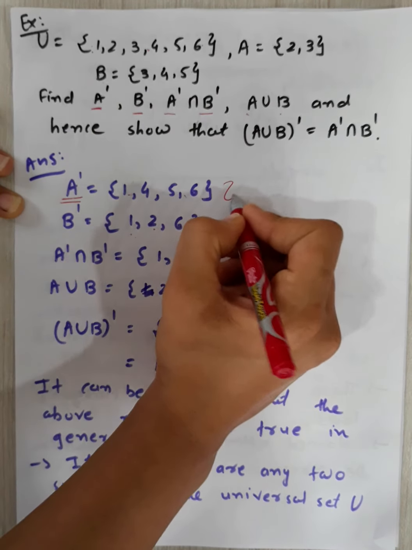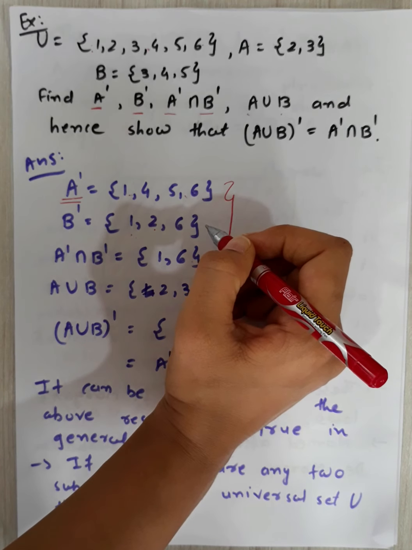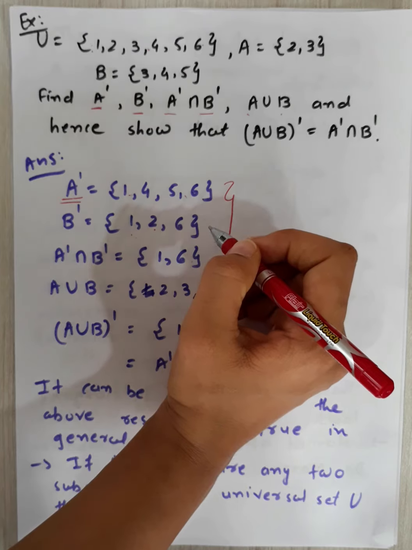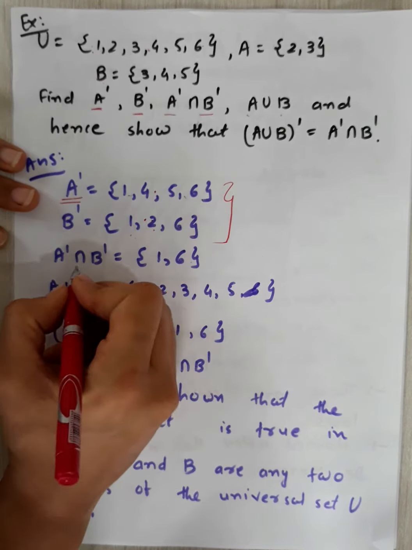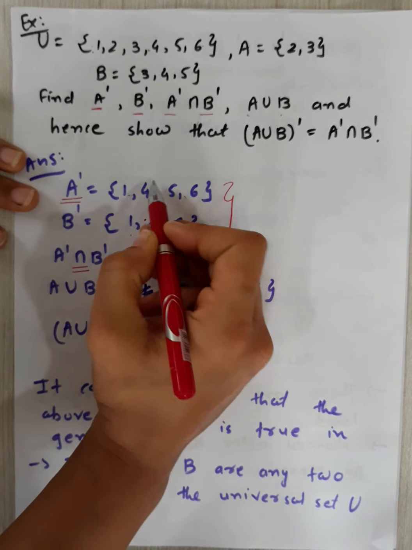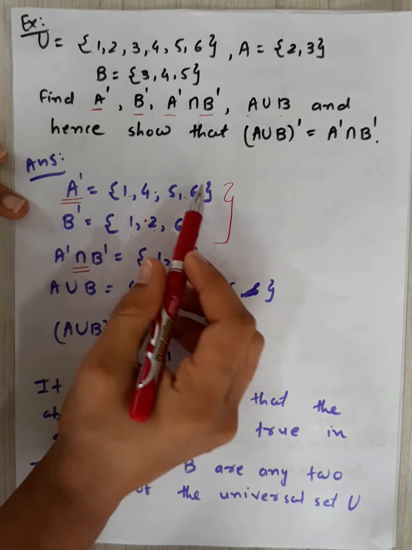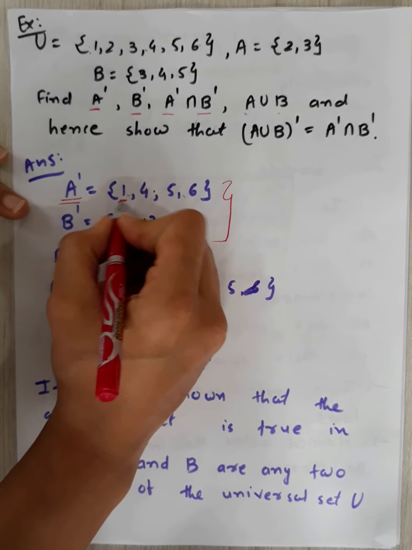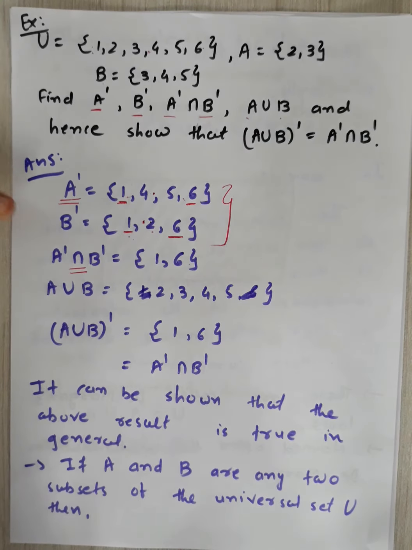So you have to intersect these two, A dash intersect B dash. Find the common elements between these two. Intersect means common elements between two sets. So 1 and 6 are the common elements between A dash and B dash.